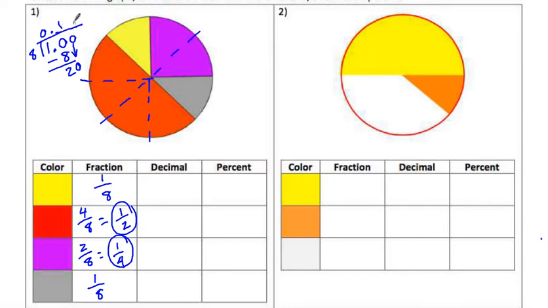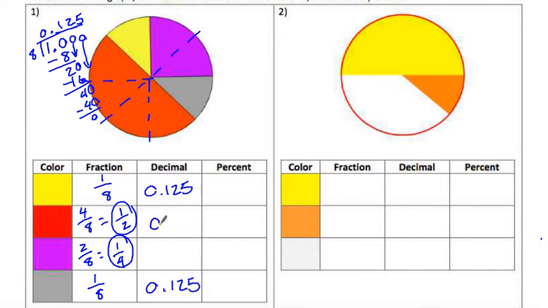It goes in 2 times, which is 16. 20 minus 16 is 4. And bring down a 0, and I get 40, which would be 5. So that's 0.125, which is also going to match this one because they're the same thing.